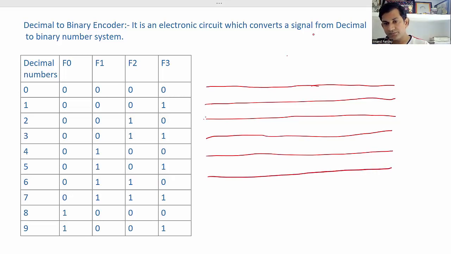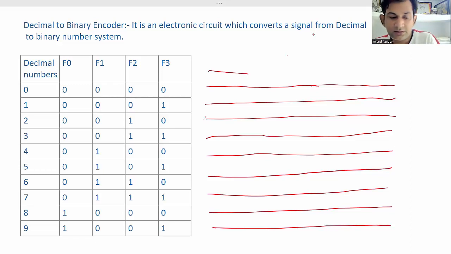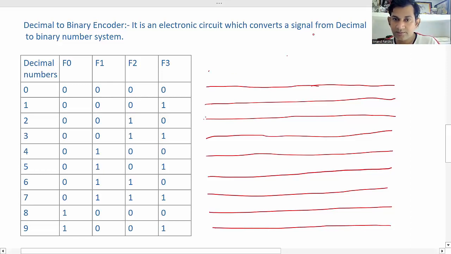6, 7, 8, 9. Total 10 lines you have to draw. Anyhow, how many lines? You have to draw the 10 lines. Okay.